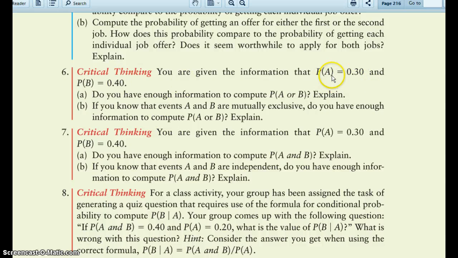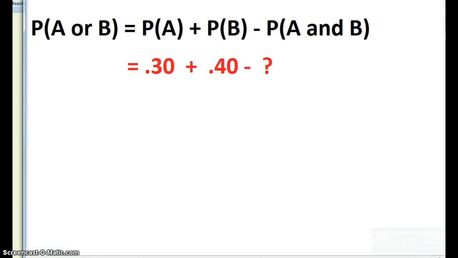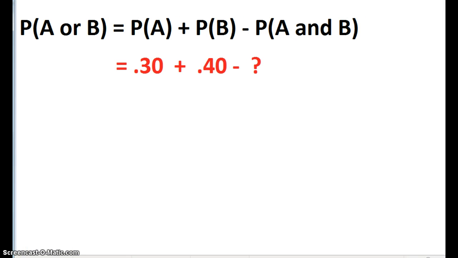So number 6 tells us the probability of A, the probability of B. Part A asks, do we have enough information to compute the probability of A or B? You can look at page 193 in the book to see the formulas, but the general formula for probability of A or B says add the two probabilities together and then subtract the intersection. Well, we weren't told the intersection, so for part A of this problem, no, we don't have enough information because there could be something we need to subtract and it wasn't told to us.